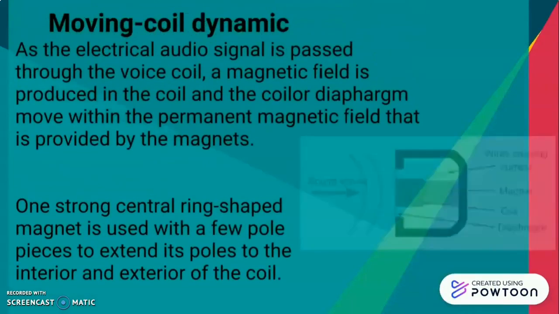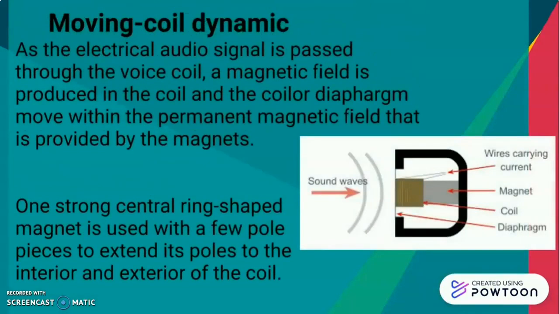In the moving coil type, as the electrical audio signal is passed through the voice coil, a magnetic field is produced in the coil, and the coil diaphragm moves within the permanent magnetic field provided by the magnet. One strong center ring-shaped magnet is used with a few pole pieces to extend its pole to the interior and exterior of the coil.